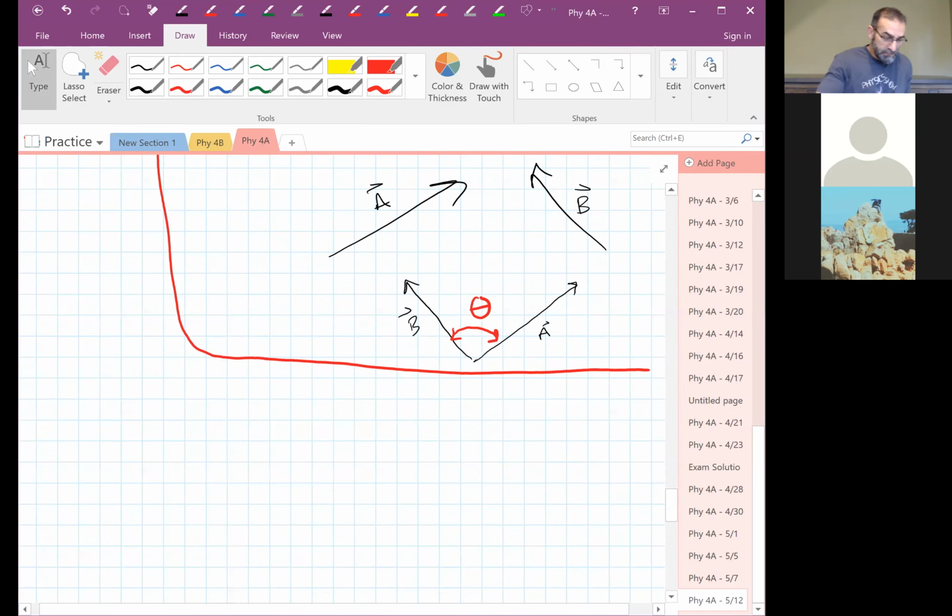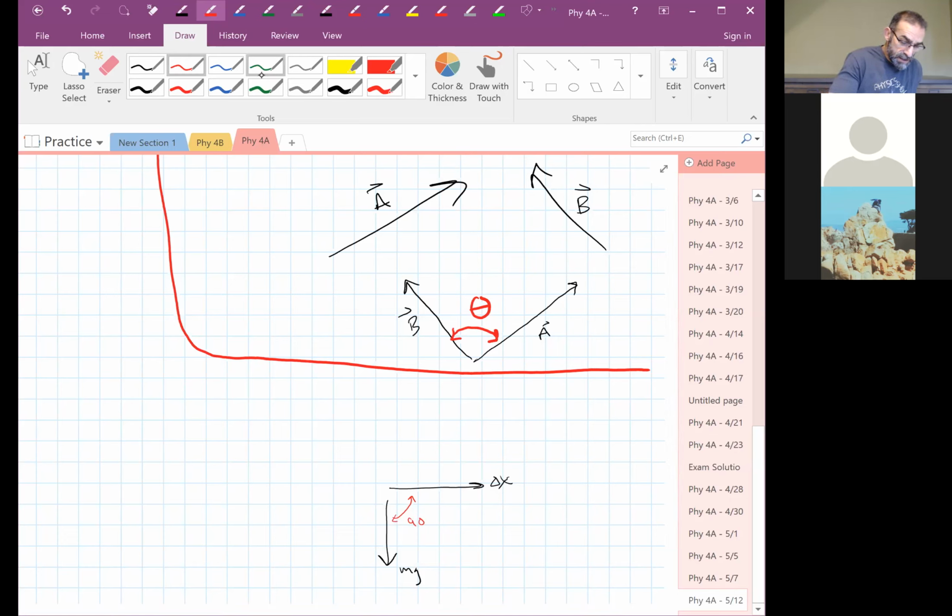Is that the question? So you've got a vector this way. You've got a vector this way. And this is one angle. But there's also this other angle, right? Which one do you use? I think that might have been the question. I think the answer is it doesn't matter. I think the cosine of both of those is the same.